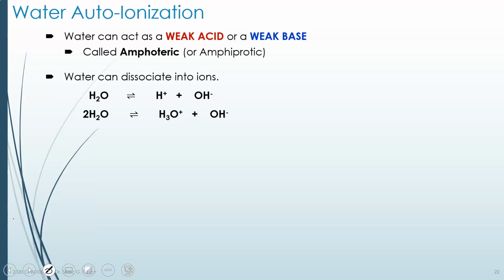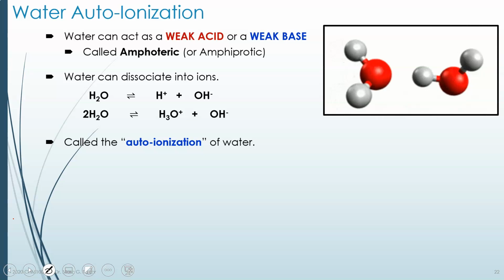And this process of splitting up, ionizing two different waters in two different ways is called autoionization of water, or self-ionization of water. And here's a little GIF file that shows you have two waters.